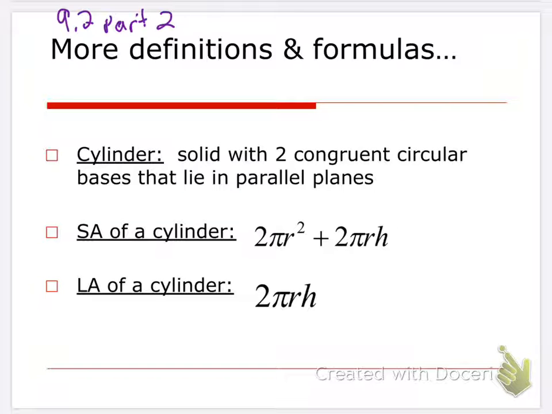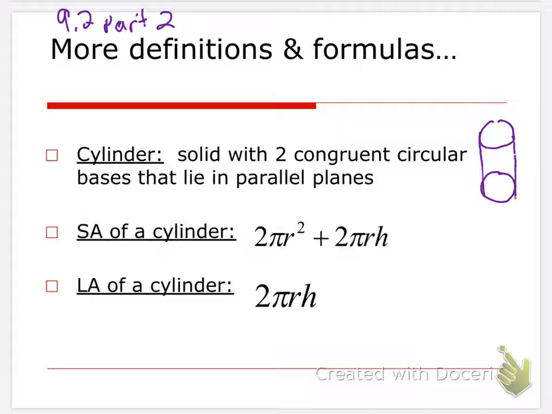Okay, 9.2, part 2. Definitions and formulas. So now we have a cylinder. It's a solid with two congruent circular bases that lie on parallel planes. We had that in our last group. You guys might remember it. It looks something like this.